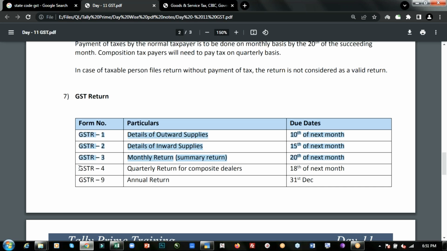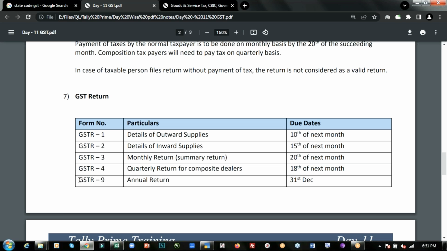And then GSTR4. GSTR4 is a return for composite dealers. They have to file GSTR4 on a quarterly basis. Both purchase and sale details will go in GSTR4 for the composite dealers. They don't have to file returns on a monthly basis or separate returns for purchase and sale. They can submit only one return, GSTR4. The 18th of the next month is the due date for that.